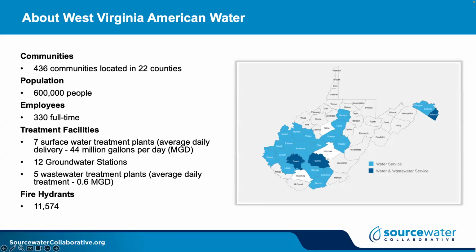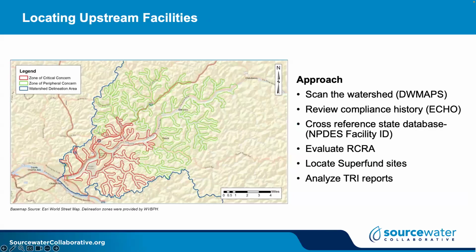On the next slide, I will talk a little bit about our source water protection zones and the process we worked through to identify upstream facilities, including one that we commented on their NPDES permit. West Virginia American adopted the zones of concern that were established by the West Virginia Bureau of Public Health. You can see the map of those on the slide. The red is what we call the zone of critical concern, or the ZCC.